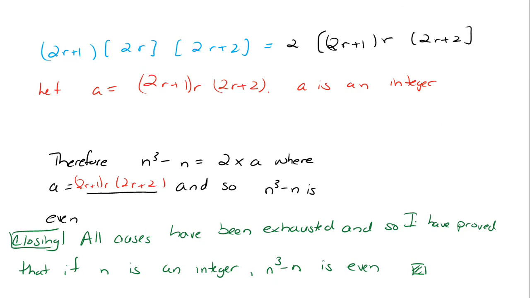My closing statement is that all cases have been exhausted, and in all cases I arrived at n cubed minus n even. So I proved that if n is any integer, then n cubed minus n is even.